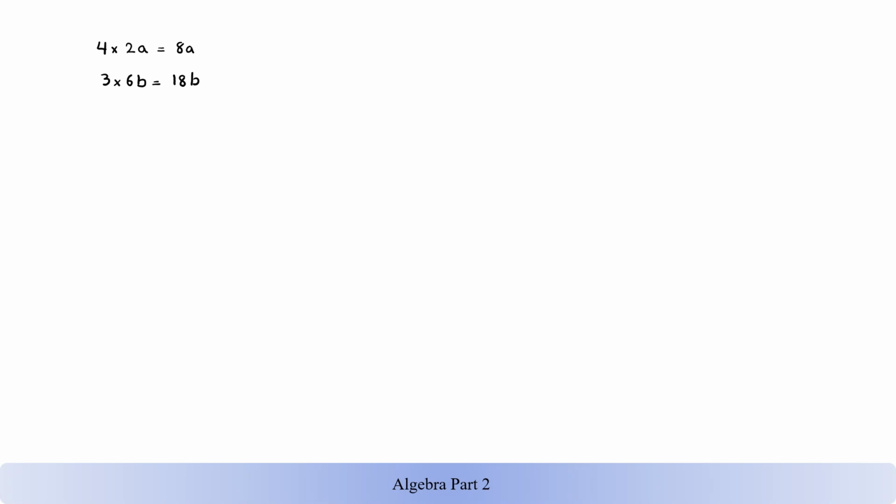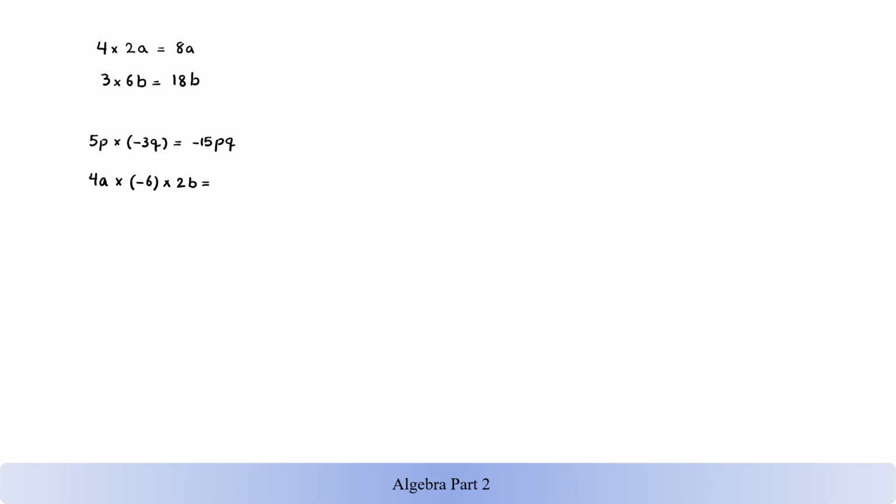Another one is 5p times negative 3q. How about this one? As I told you, let's talk about the numbers first. 5 times negative 3 is equal to negative 15. And now I have to multiply p by q. They are not the same, so I will just write it as pq. That's it.